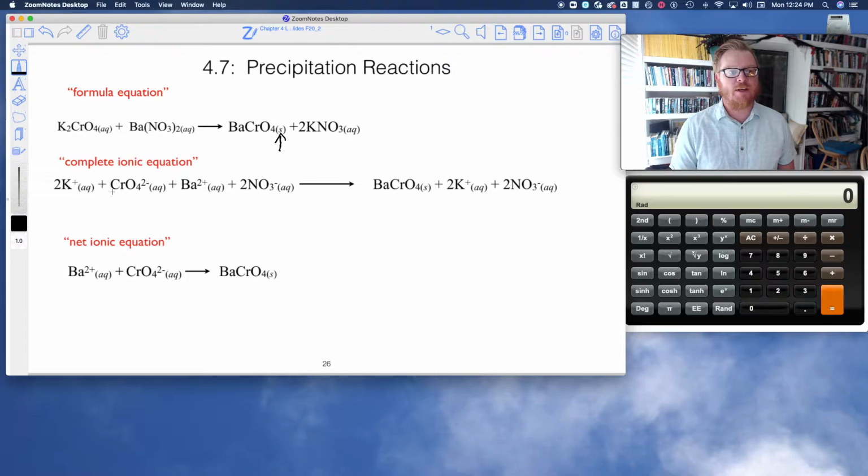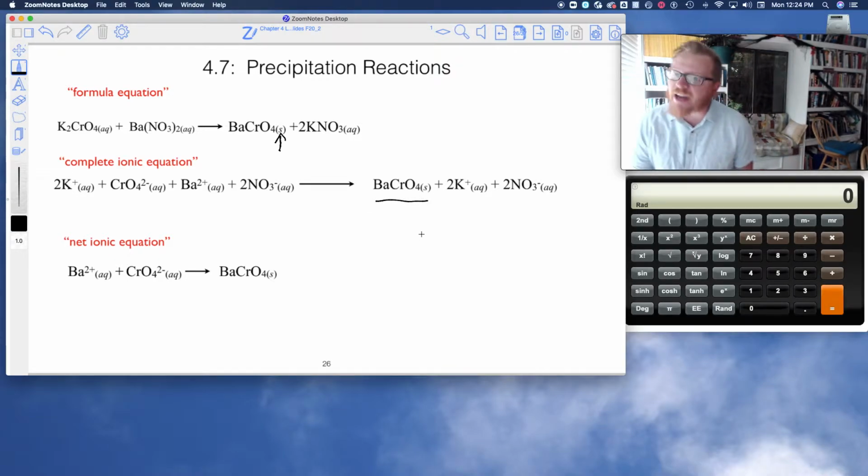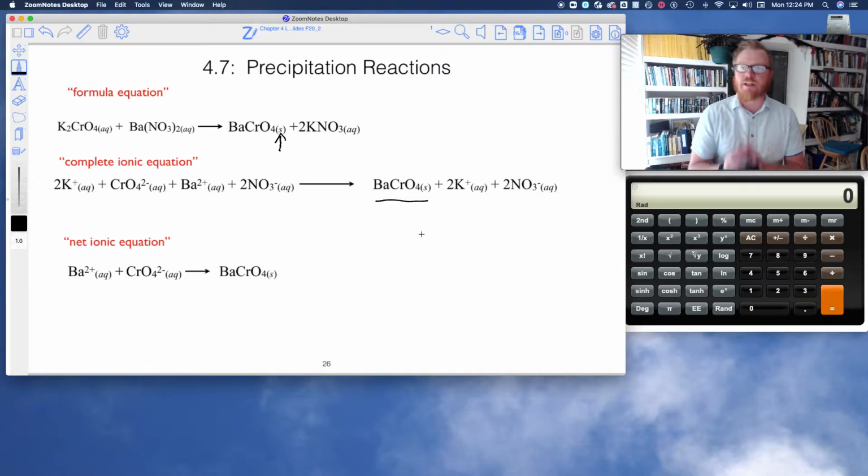right? 2K+ and CrO4 2-. And then the barium nitrate was breaking apart, Ba2+ and 2NO3-, okay? That's the complete ionic equation. But check out the product side. The precipitate is not an ion, it's a solid. So it stays together in this reaction.